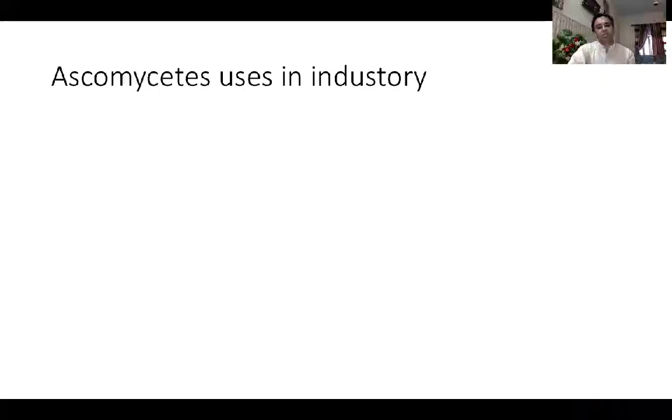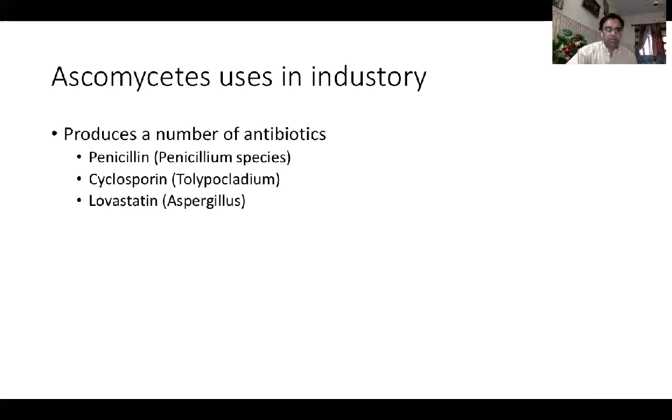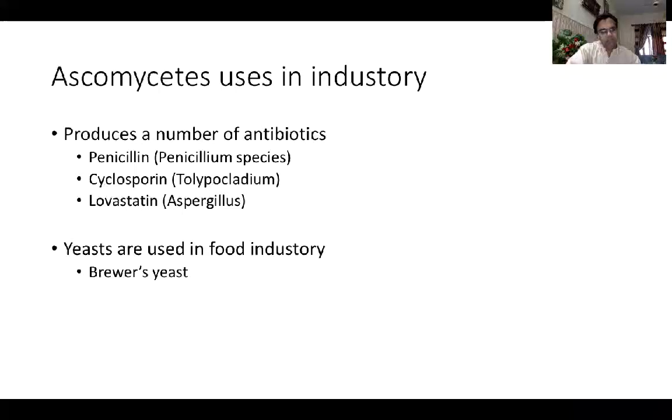Then the Ascomycetes are used in industry. For example, a number of Ascomycetes have been used to produce different types of antibiotics. Some examples are penicillin, produced by Penicillium species. Then cyclosporine, that is produced by Tolypocladium species. And then lovastatin, that's produced by Aspergillus species. And when we talk about industry, we can't forget yeasts. Yeasts are members of Ascomycetes. An example is brewer's yeast, that's very commonly used in production of bread.